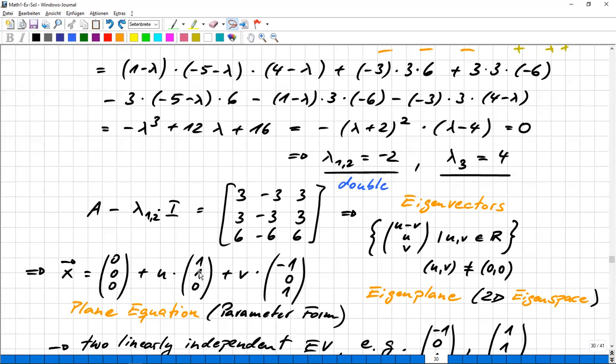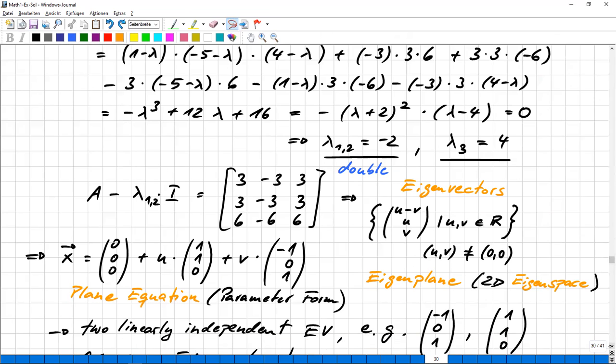In the end, I have, look at this. These are the two, as I said, direction vectors spanning this plane. They are linearly independent, as you see. They do not point in the same direction. So they do span a plane, which is the solution plane. These are the freely chosen solution parameters, also for the plane equation in parameter form. And this is the starting vector. So that's absolutely clear that this is an eigenplane, a 2D eigenspace. That's what I wanted to tell you.